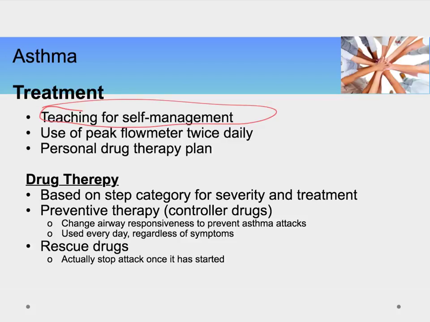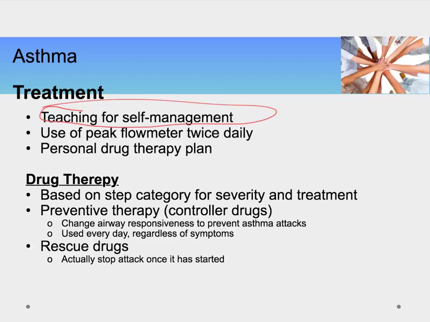So the peak flow numbers help a patient to determine whether they're in a therapeutic range or not. If their numbers become worse, they know that maybe they need to call their physician, or maybe they need to take an extra dose of their medication. It's that teaching of self-management that makes a patient feel better and be able to control their own management and hopefully keep them out of the hospital by doing these types of things.